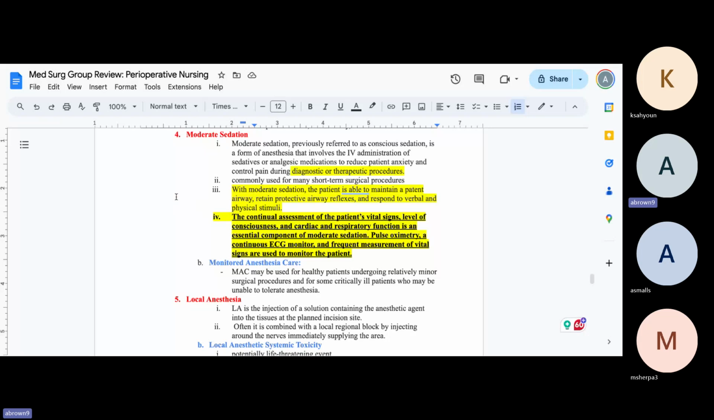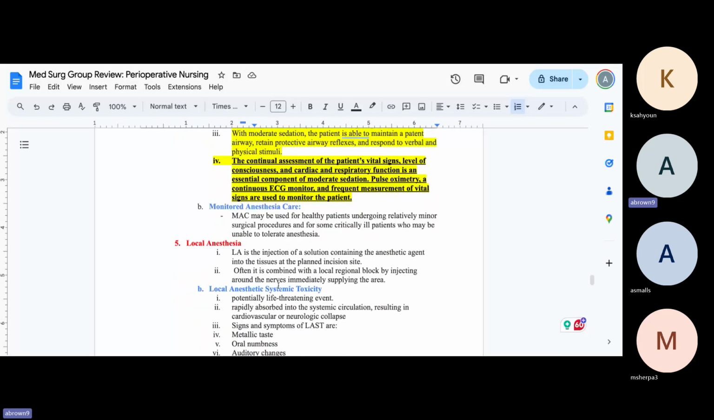With moderate sedation, the patient is able to maintain a patent airway, retain protective airway reflexes, and respond to verbal and physical stimuli. The continual assessment of the patient's vital signs, level of consciousness, and cardiac and respiratory function is an essential component of moderate sedation. Also pay attention to the pulse ox; a continuous ECG monitor and frequent measurement of vital signs are used to monitor the patient.